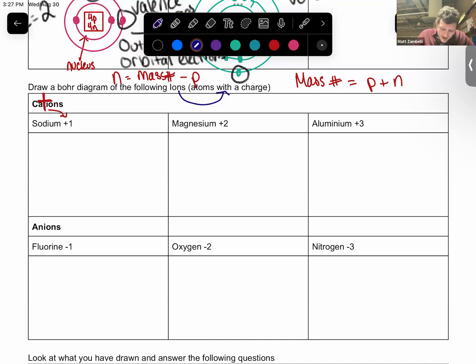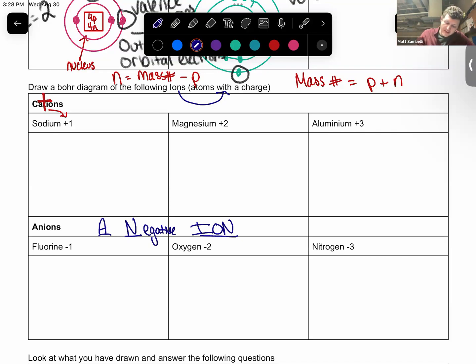Anions, think of anions as a negative ion, right? We just broke apart that word. It's a negative ion. So these ones are the minus signs. Okay, so if we were to draw some of these, let's look at 2 of them.